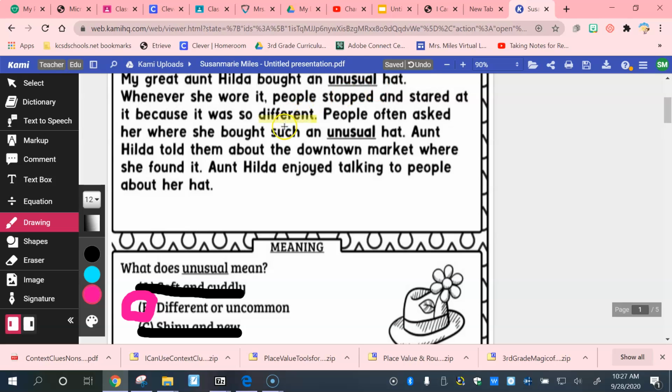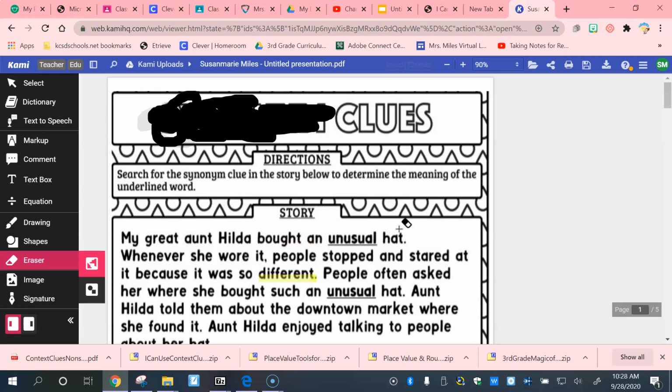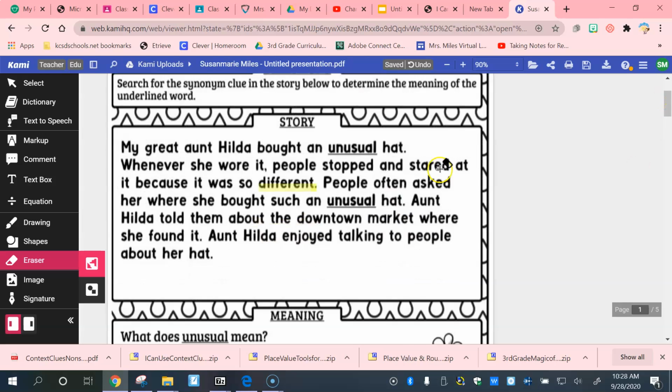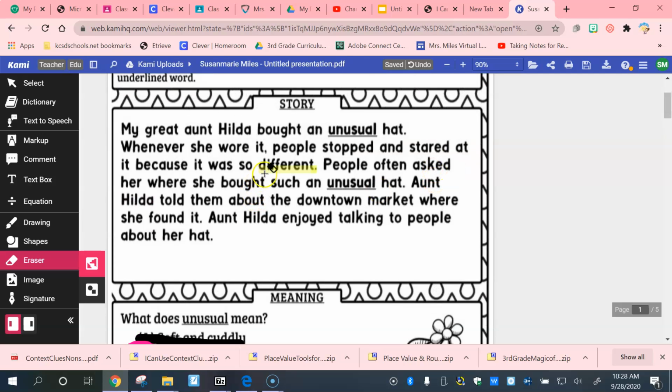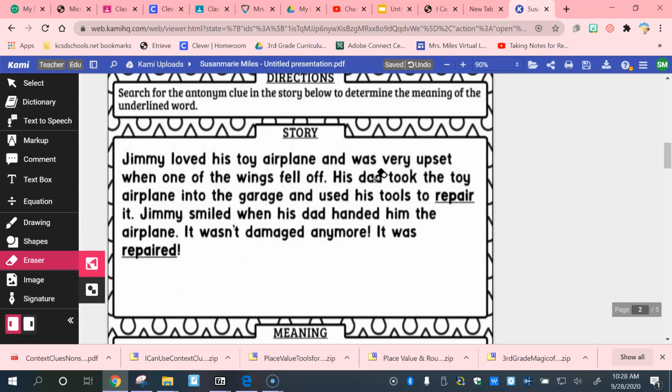So what type of clue was this? It gave us another word for the underlined word. What do you think? Is this an example, a definition, a synonym, or an antonym? If you said synonym, go ahead and kiss your brain because you are correct. It is a synonym clue because the word different means the same thing as unusual. Let's go ahead to our next one.